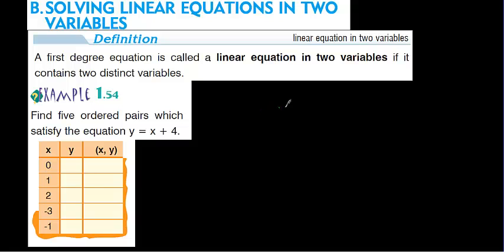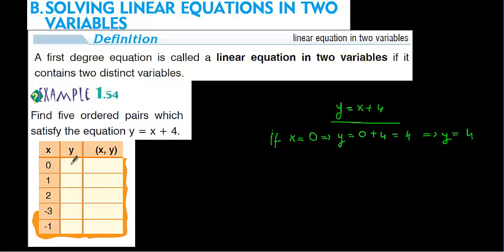Okay, if Y is equal to X plus 4, and if X is equal to 0, this implies that Y is equal to X plus 4. That's why this is going to be 0 plus 4. That's equal to 4, which means Y is equal to 4. I'm writing the solution here, Y is equal to 4. The first coordinate then is going to be 0 and 4.